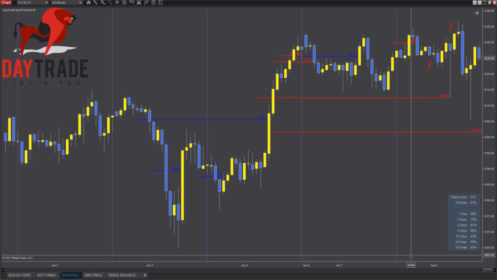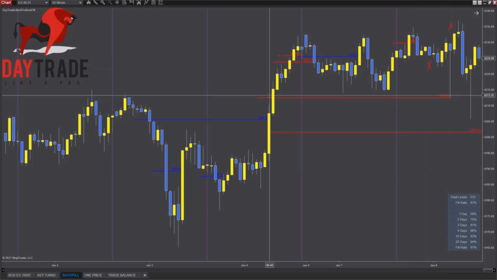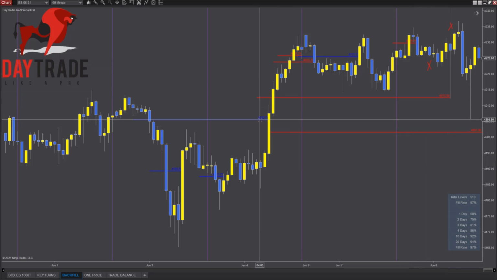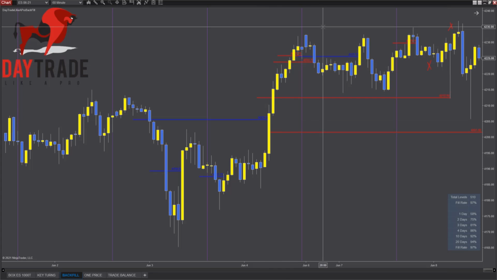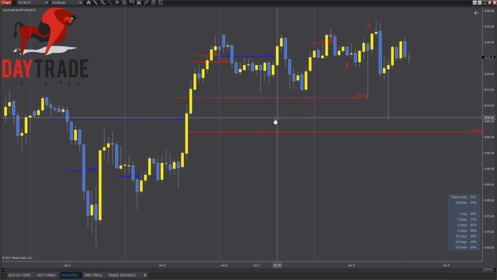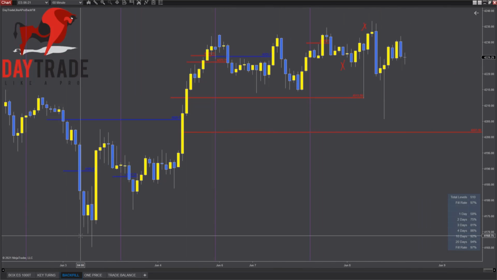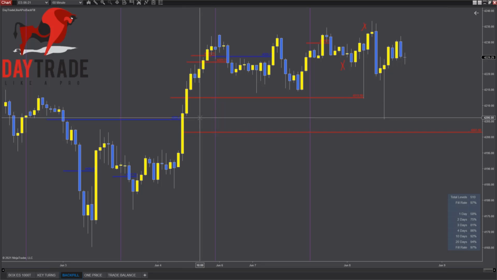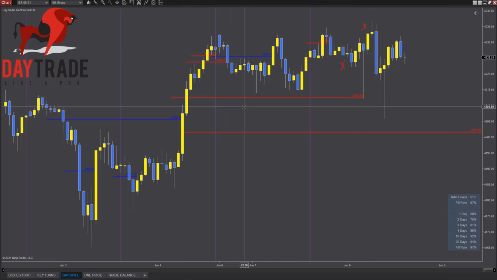So if you look right here, blue is where the market needs to come back to. It's going to be blue if it breaks up above it, and it's going to need to come back to it. And if it breaks below it, we're looking for buyers to come back up to it. Red would be if it breaks above it, we're looking for sellers to come back down to it.